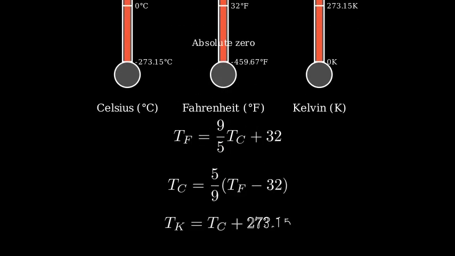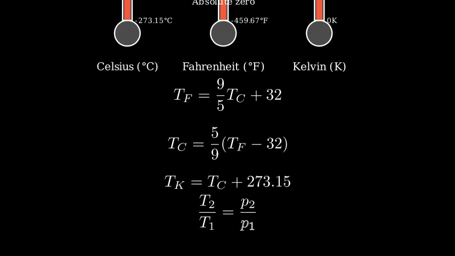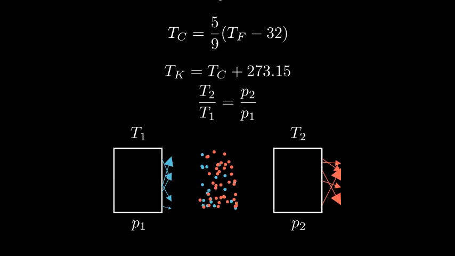Here are the conversion equations between these scales. To convert from Celsius to Fahrenheit, multiply by 9/5 and add 32. To convert from Fahrenheit to Celsius, subtract 32 and multiply by 5/9. To convert from Celsius to Kelvin, simply add 273.15. In the gas thermometer scale, the ratio of two temperatures is defined to be equal to the ratio of the corresponding gas pressures. Mathematically, this is expressed as T2 over T1 equals P2 over P1. This relationship is derived from the ideal gas law and is the basis for the absolute temperature scale.